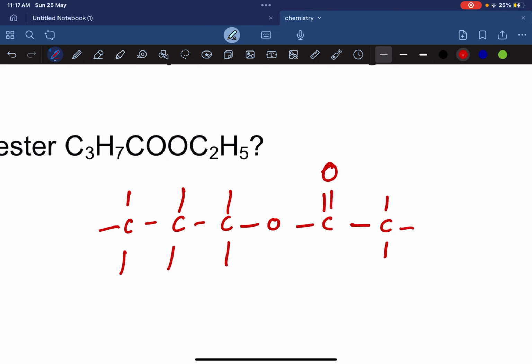Why isn't it coming H5? C3 H7. ठीक है. 1 2 3 H 1 2 3 4 5. Okay, यहाँ पे एक और C है. That's why I guess ये सही नहीं आ रहा था. Sorry. Then there's a C.